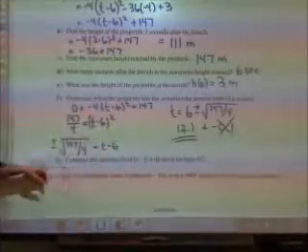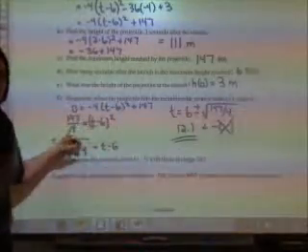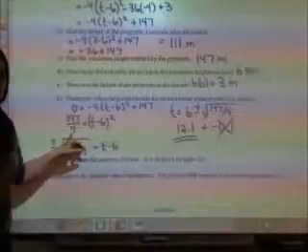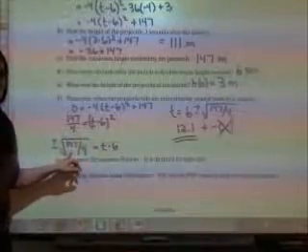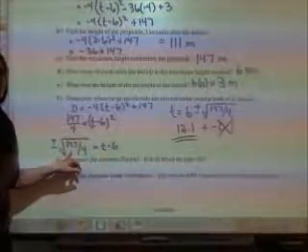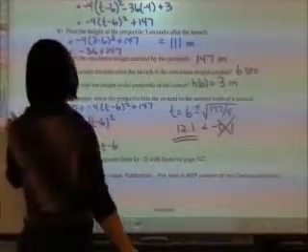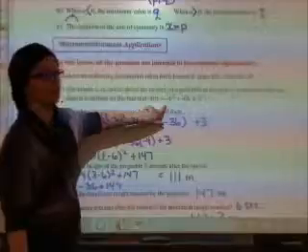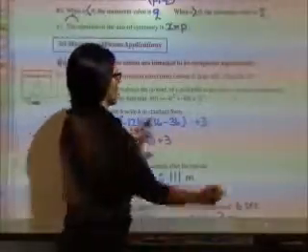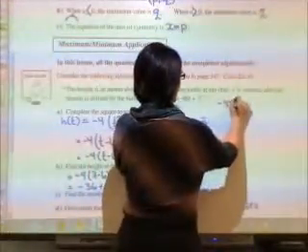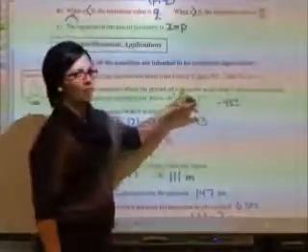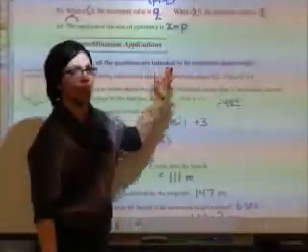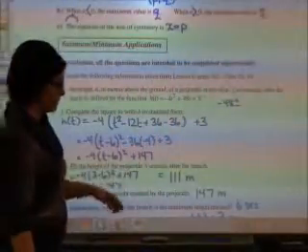Is there another way I could find out F? Instead of completing the square, what else could I have used? I could have used the quadratic formula, and if I used the quadratic formula, I would have used these numbers here. So then I would have gotten negative 48 plus or minus the square root of 48 squared minus 4ac all over 2a.